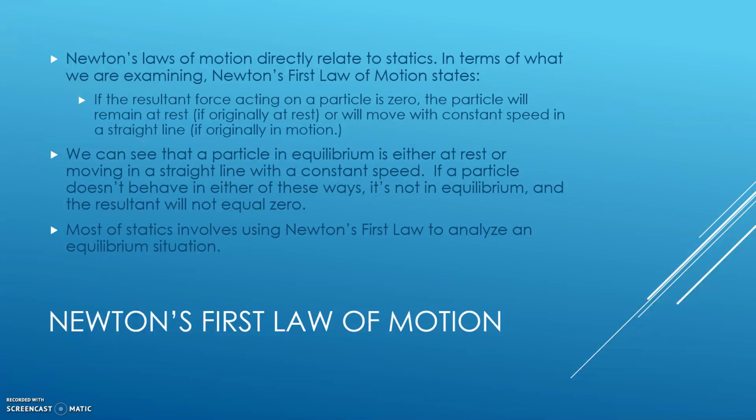Now, the key to this is constant speed. That means no acceleration. So we can see that a particle in equilibrium is either going to be at rest or moving in a straight line with a constant speed. Those are the only two options we have.